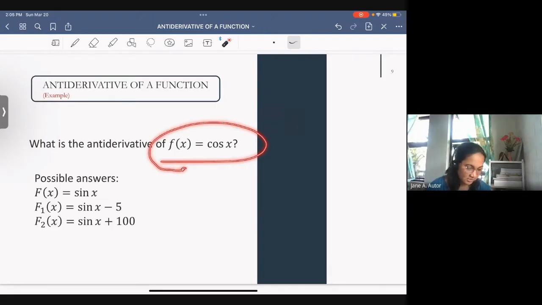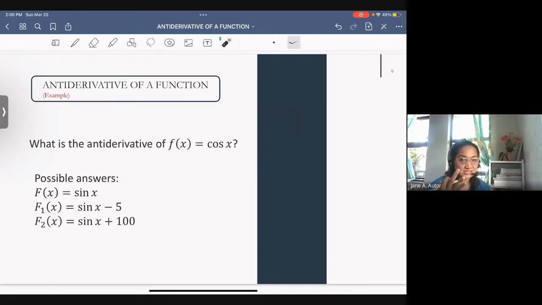And in this illustration, we have three possible answers. We have the uppercase F of x equals sine x, because the derivative of sine x is cosine x. We also have F sub 1 of x, which is equal to sine x minus 5, because the derivative of sine x is equal to cosine x, and the derivative of negative 5 is 0. Same with sine x plus 100. Its derivative is also cosine x. So these three are just some of the possible answers.